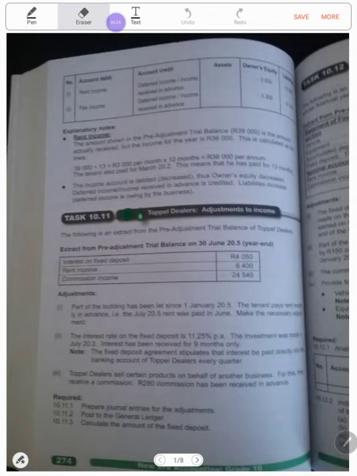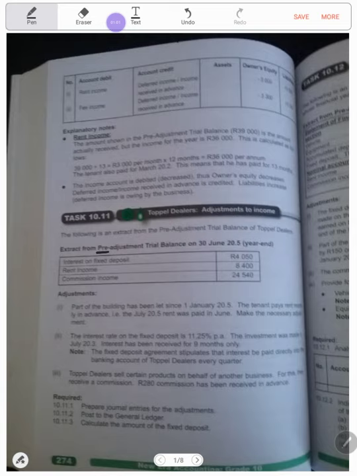So they say the following is an extract from the pre-adjustment trial balance of Topple dealers. So it's a pre-adjustment. What does pre-adjustment mean? It means that this is our balances before the adjustments have taken place, on the 30th of June 20.5. So they've given us interest on fixed deposit, rent income, and commission income. So let's go through the adjustments.